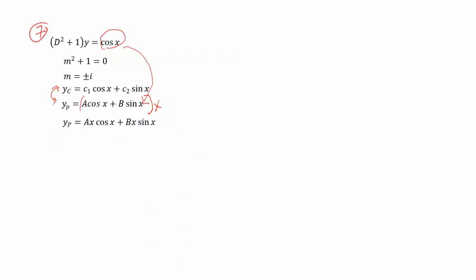Now remember that this is the same as y double prime plus y equals cosine x. And this should also be satisfied by yp. So we put yp there, and we can determine now the value of a. From this equation, we need yp prime and yp double prime.